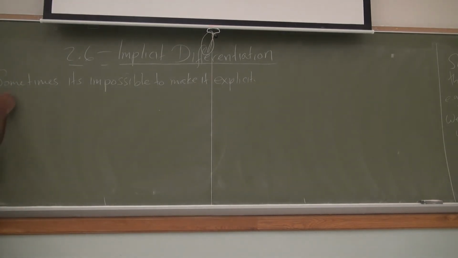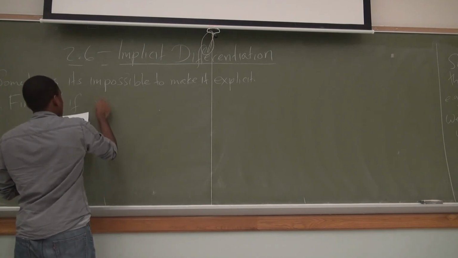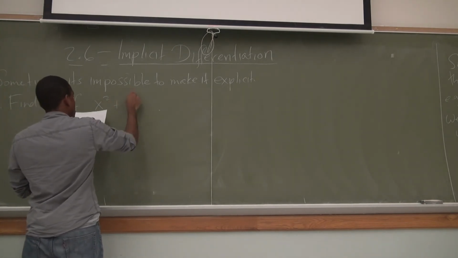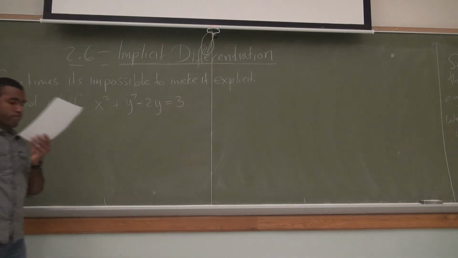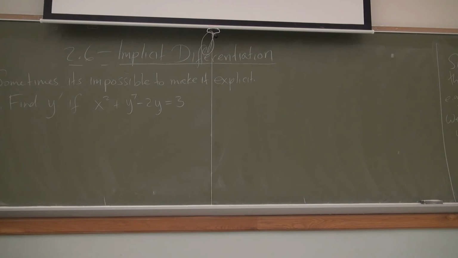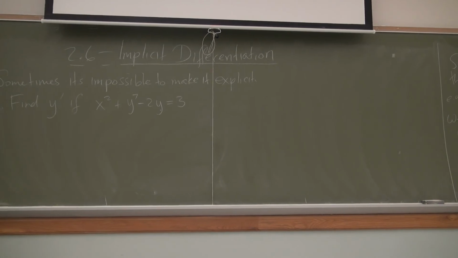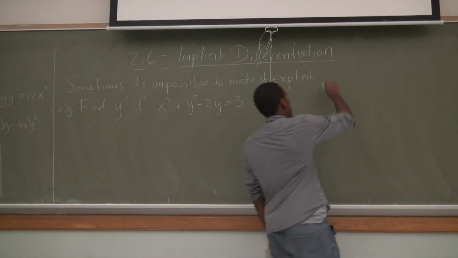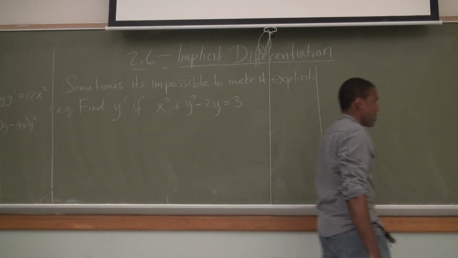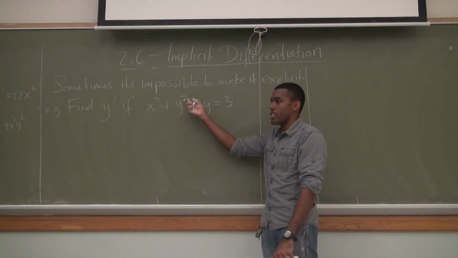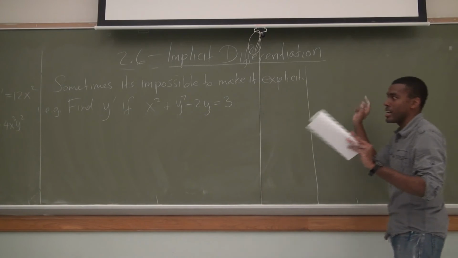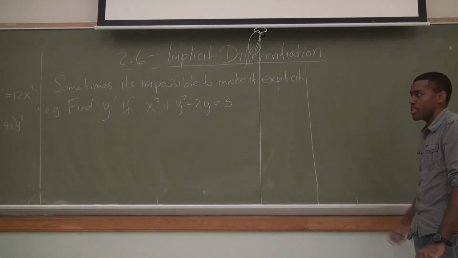Example. Find y prime if x squared plus y to the 7 minus 2y equals 3. Now, for those of you in the know, you know that there is no quadratic formula for a 7th-degree polynomial, right? The highest power here is 7. So unless this thing factors really nicely by grouping or difference of two squares, there is no hope.